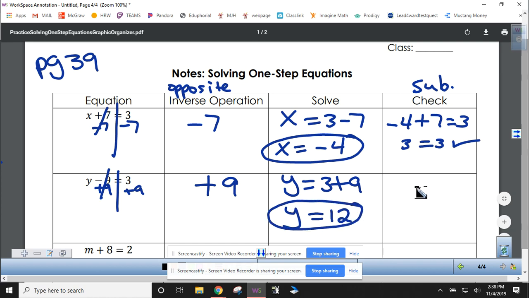And the way we check is we substitute y with 12. And we rewrite that equation. 12 minus 9 is 3. And since that is a true statement, 12 is the correct solution for that variable.